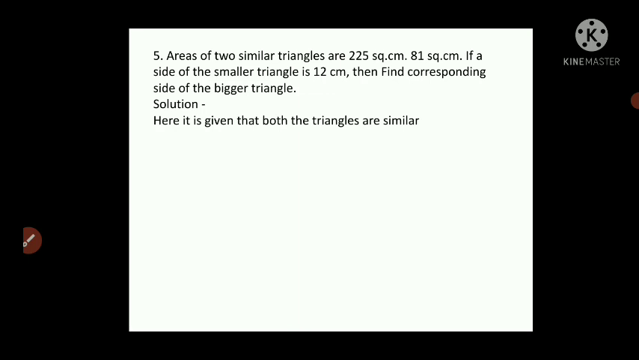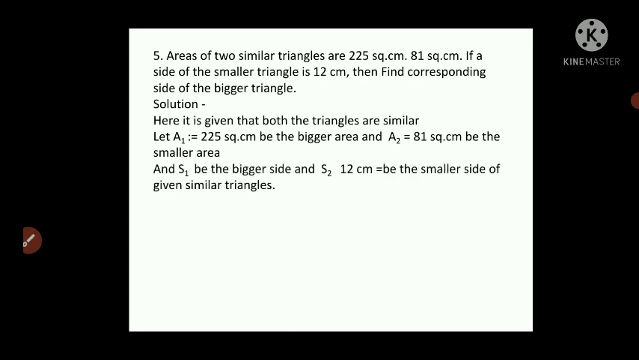So first we'll write the solution. Here it is given that both the triangles are similar. Let A1, that is 225 square centimeter, be the bigger area, and A2, that is 81 square centimeter, the smaller area. S1 will be the bigger side and S2, that is 12, will be the smaller side of the given similar triangles. By the theorem of areas of similar triangles, A1 upon A2 is equal to S1 square upon S2 square.